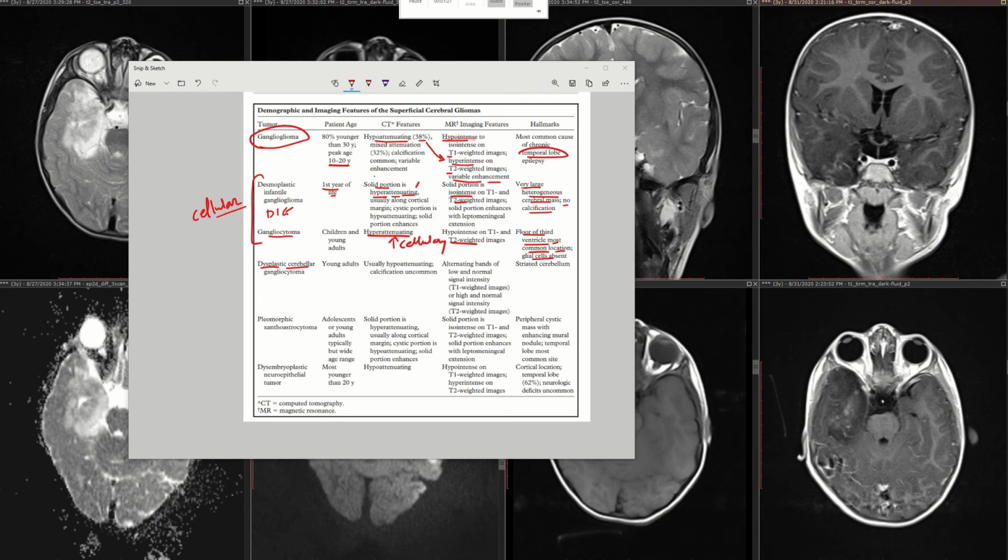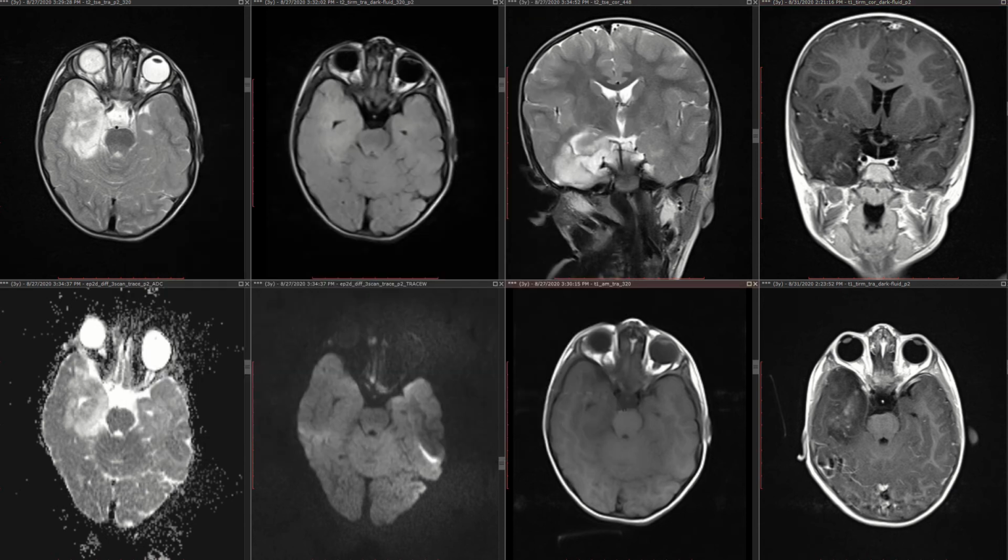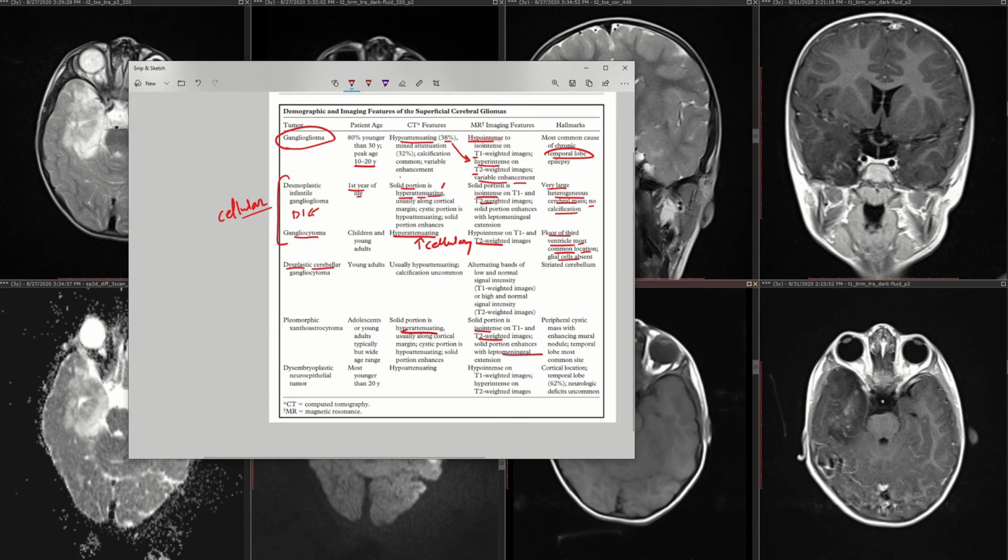Yeah, got it. So then the solid portion is hyperattenuating again, so that means T2 will be iso to hypo, and it is iso indeed. So the solid portion will enhance with a meningeal extension. I'm sorry about that. One more lesion where we had a meningeal extension was DIG. So in that way, DIG is actually a close differential for pleomorphic xanthoastrocytoma. Interesting.